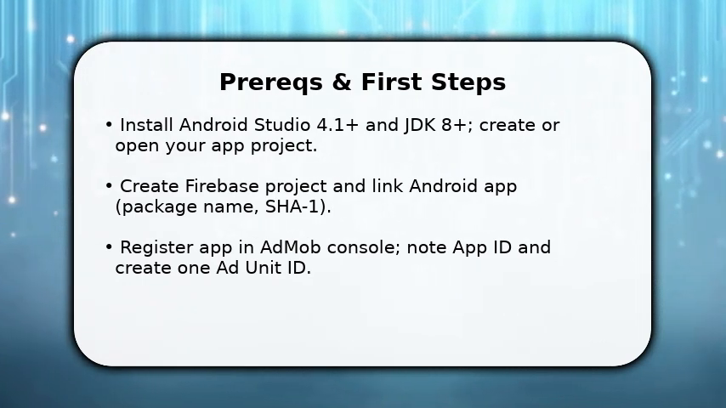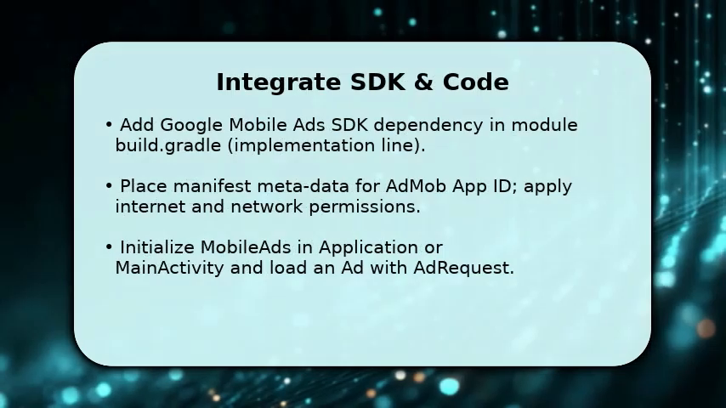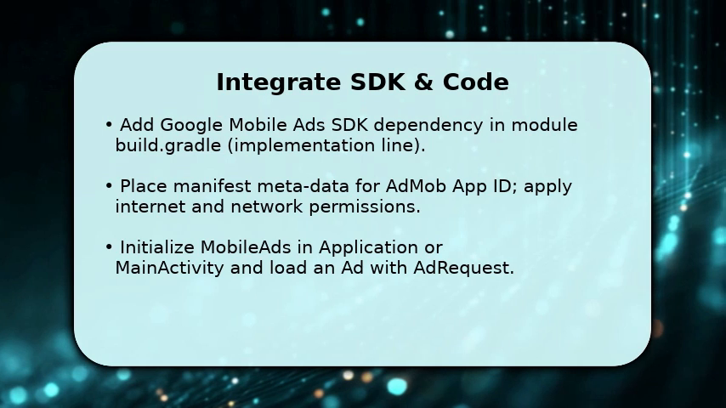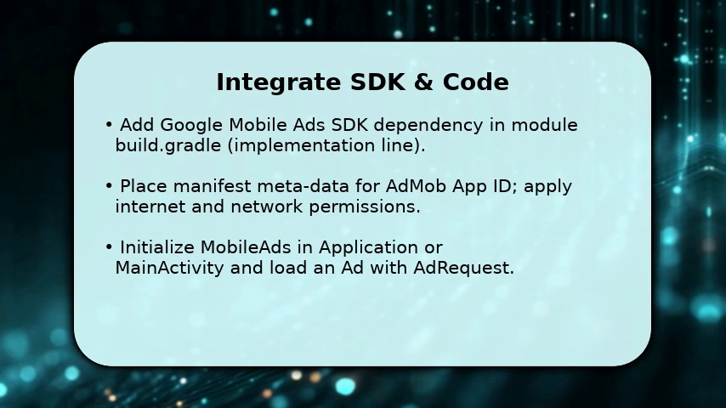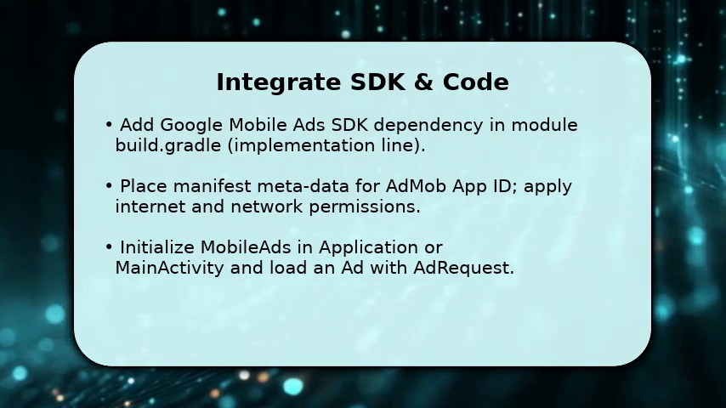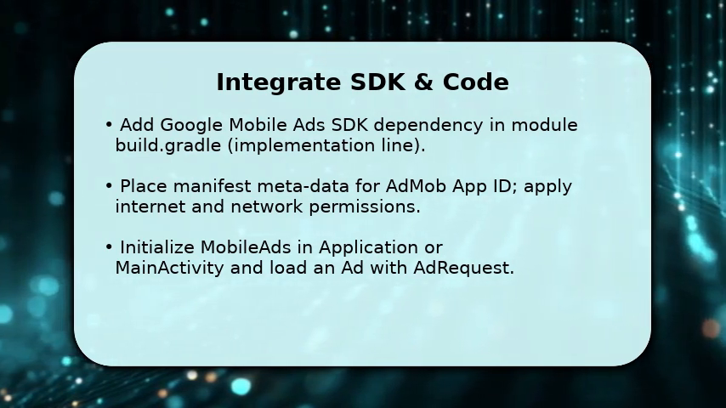Now integrate the SDK and implement the core code. Add the Google Mobile Ads dependency to your app module build.gradle and sync, then add the AdMob app ID metadata to AndroidManifest.xml, and ensure internet and network state permissions are declared. Next, initialize Mobile Ads. Initialize in your application class or main activity before requesting ads.